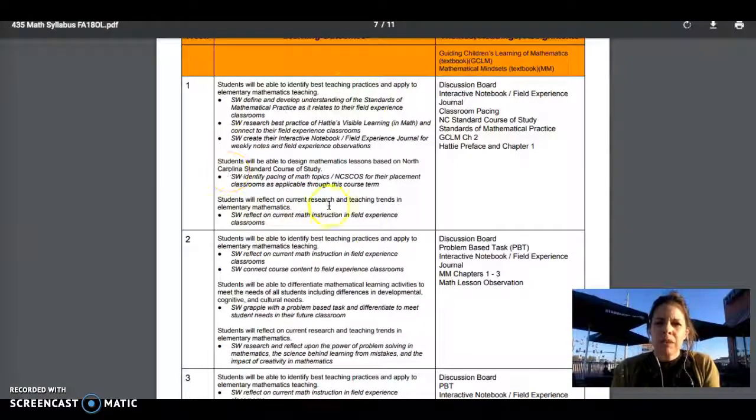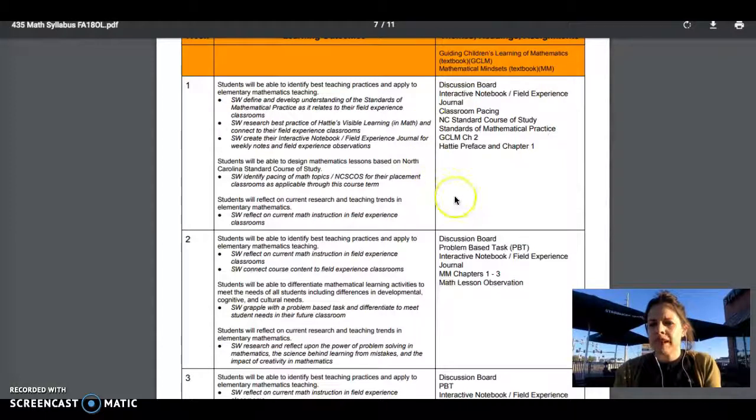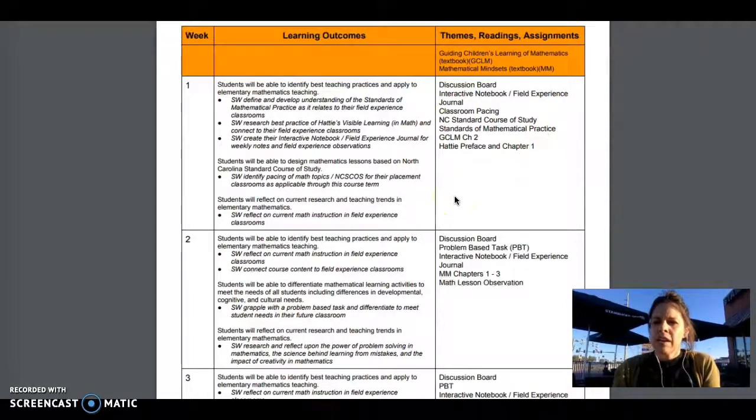Week one, if you look at our syllabus, we are talking about standards of mathematical practice, best practice of visible learning, interactive notebooks, your North Carolina Standard Course of Study, and then best practice in the math classroom, and being reflective of things that are happening in your classroom. So this first week, we have a lot going on. As I said, we're just building this foundation of important documents and things that we need to have as we approach teaching math to elementary students. And so I'm just going to break each one of these down one by one.